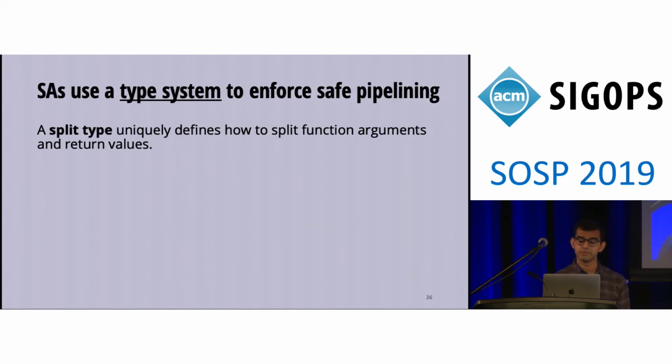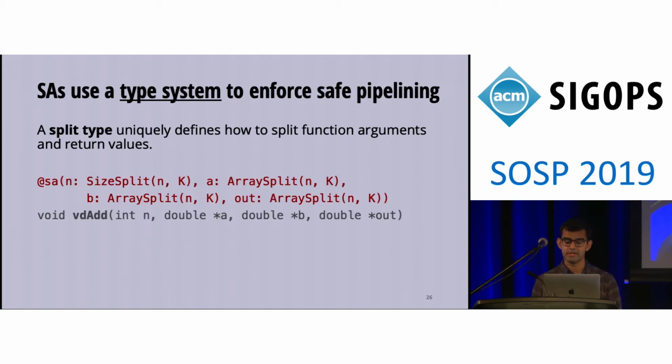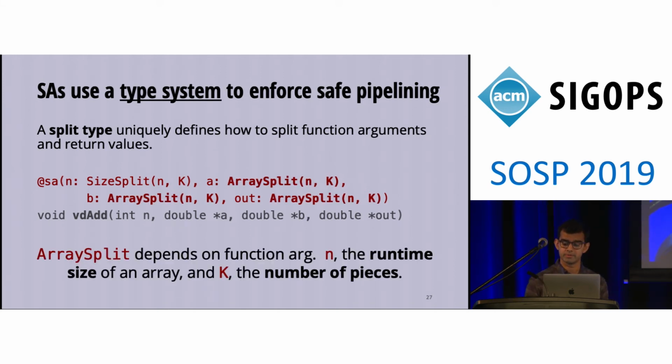So split annotations use a type system to enforce safe pipelining. The building block of this type system is a new concept called split types, which uniquely define how arguments and return values of a function are split. As an example, here's that VDAdd function I showed from a few slides back. Its annotation assigns a split type to each of its function inputs, and each split type defines uniquely how each argument is split. To define how to split values, split types can actually have runtime values as parameters.